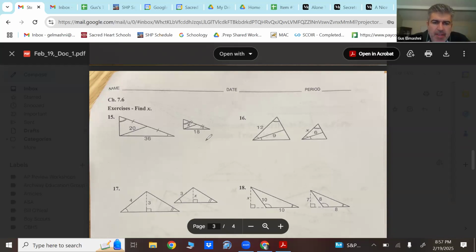Yeah, 20, 36, 18. Looks like these are similar. Yeah, they're similar. So you see 20 over 36. Both of those by four, I think. That would actually be 10.